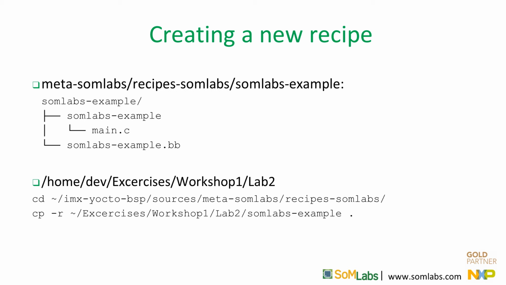The new recipe contains the bb recipe file and the program code main.c, located in a subdirectory with the same name as the recipe. This file is not downloaded from an external repository but is provided with the recipe as a source file. All these files can be found in the /home/dev/exercises/workshop1/lab2 directory, from where they can be copied directly to the recipes-SOMLabs directory of the meta-SOMLabs layer.